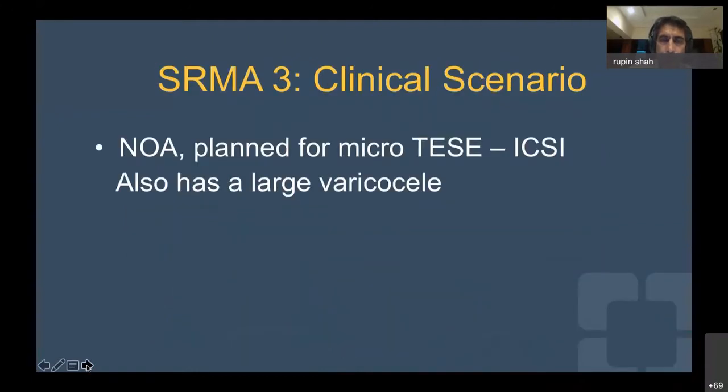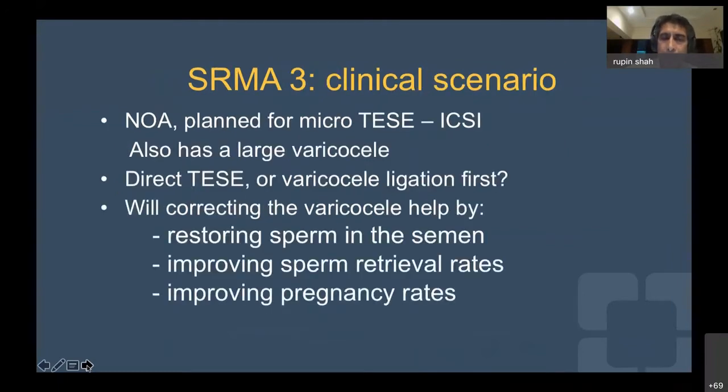So now we move on to the third meta-analysis that we are planning, which is equally controversial. So here is a couple, non-obstructive azoospermia, quite clearly scheduled for a micro-TESE and ICSI, but also has a varicocele. I should not have put the word large. Let's just say has a varicocele. We don't know whether it's large or small. And the question, next slide, is that should this varicocele be corrected before the TESE, or should he do TESE directly? And if you go through literature, there's a lot of controversy.